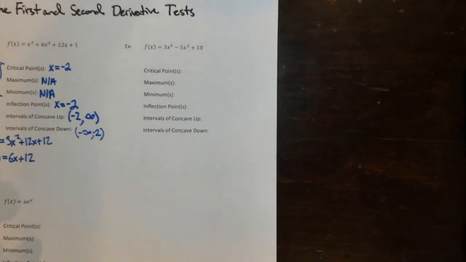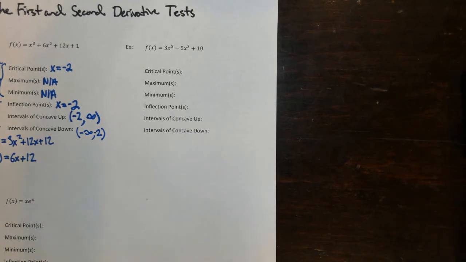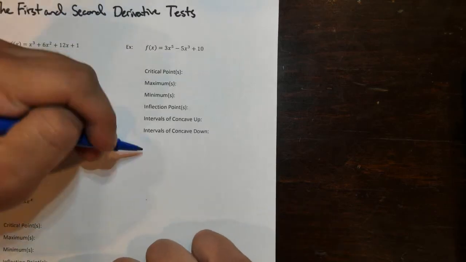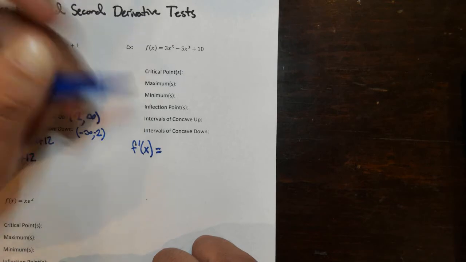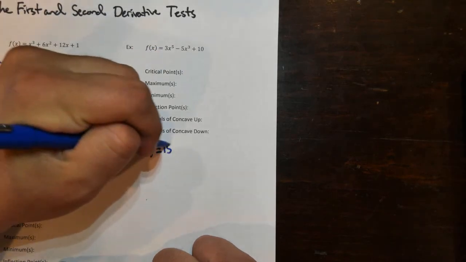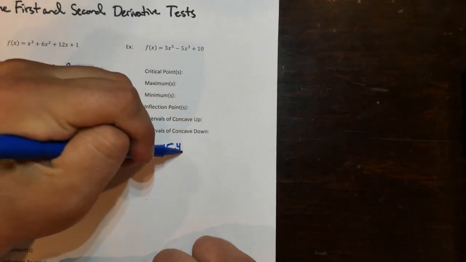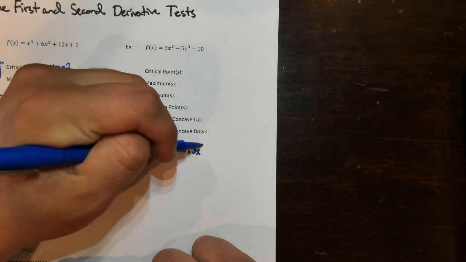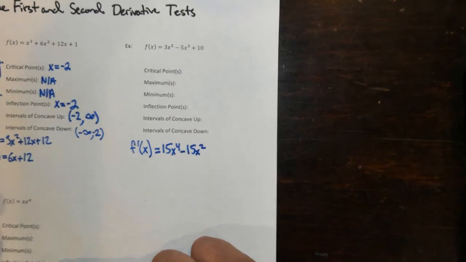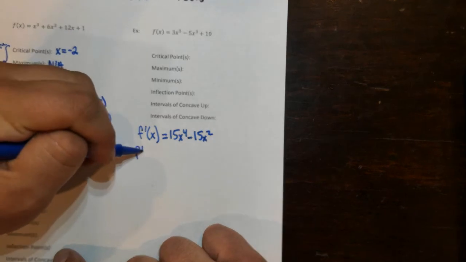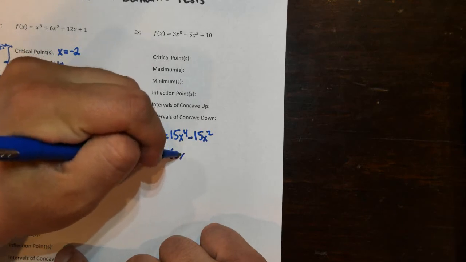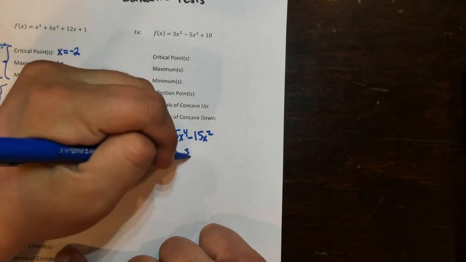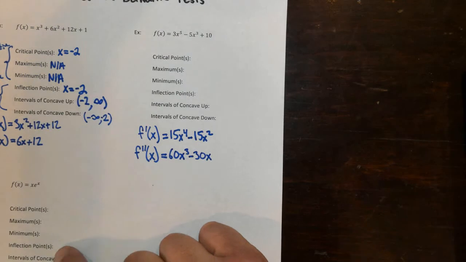So now we have 3x to the 5th minus 5x cubed plus 10. So again, let's take the first and second derivatives here. So we have f prime of x is going to be 15x to the 4th minus 15x squared, and that's it. And then the second derivative, f double prime of x, is equal to 60x cubed minus 30x.